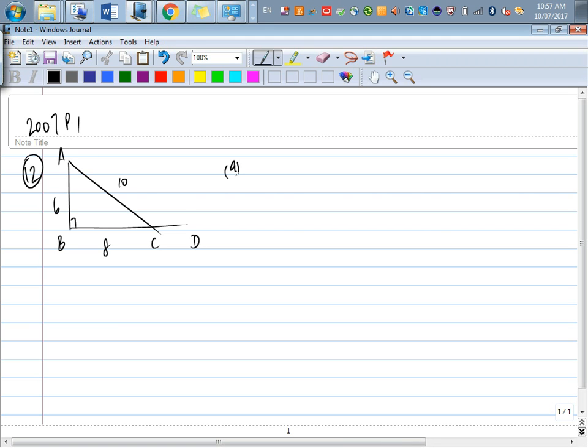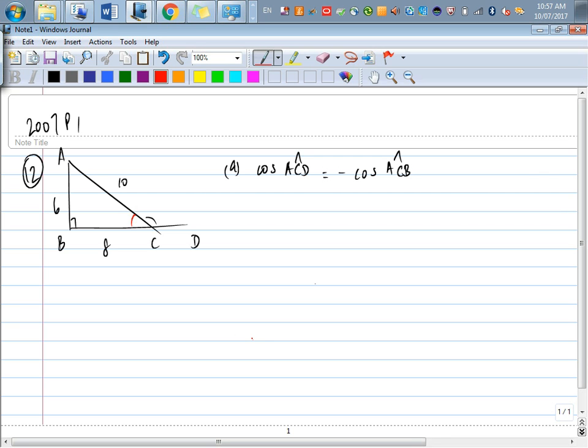Part A, writing now cosine ACD. ACD is an obtuse angle over here, so we cannot simply apply adjacent over hypotenuse. We need to rewrite this to become negative cosine ACB.